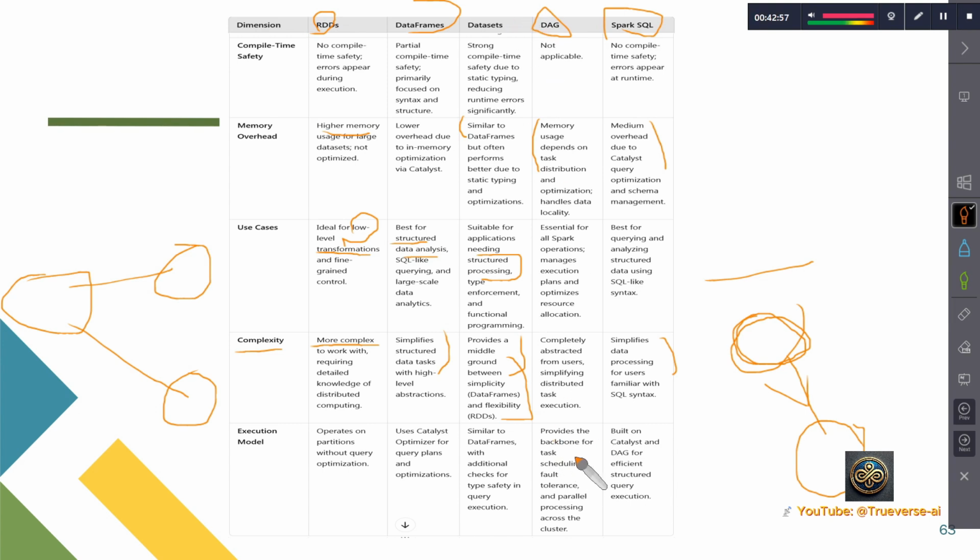And DAG also provides the backbone for task scheduling and fault tolerance. DAG is a general graph tool for most of the cases. So this is the point we need to consider. Okay, and now let's see another table for feature-based comparison in addition to this table.